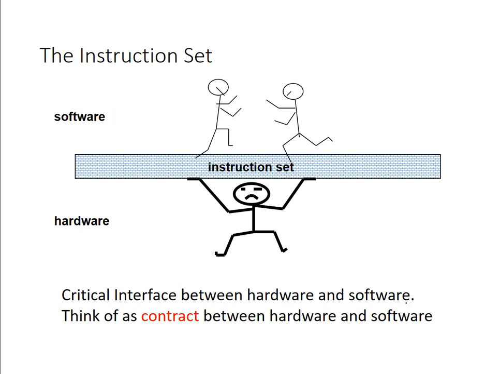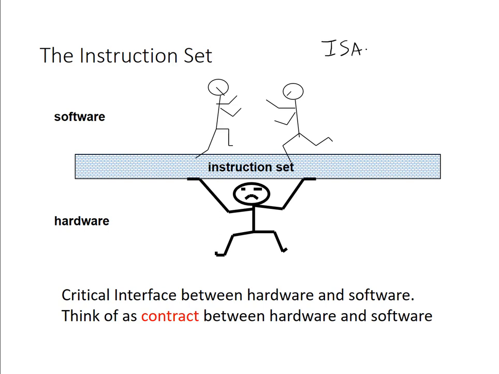Okay, so remember that we talked about how abstractions are a key part of building systems. It allows us to break down these complex systems into smaller pieces or layers. And one of those important abstraction layers sitting between the software and the hardware was the instruction set, or the instruction set architecture, the ISA.